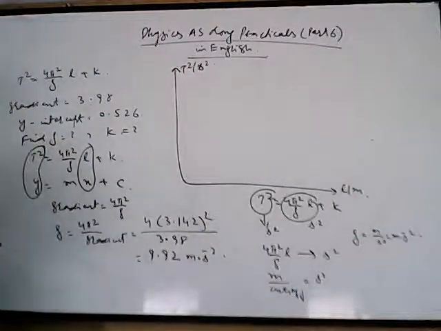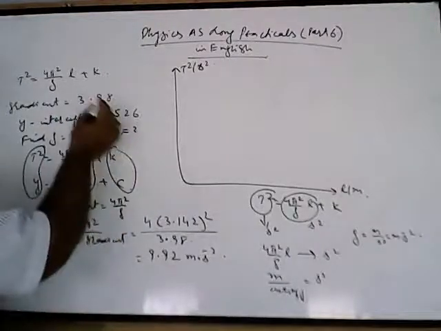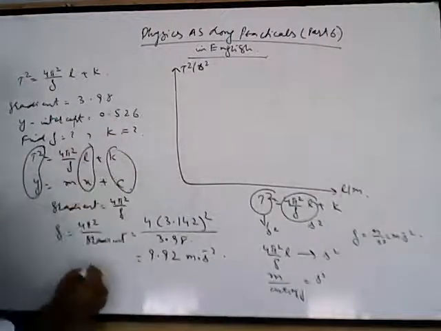Then what about the y-intercept? Clearly the y-intercept is k. So the value of k will be coming as how much?